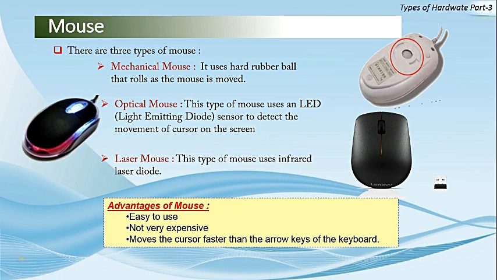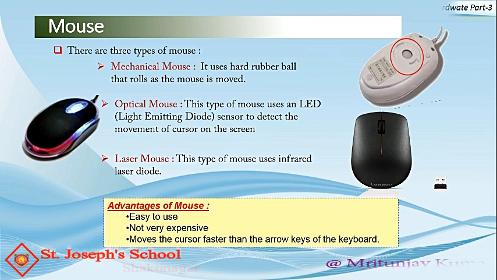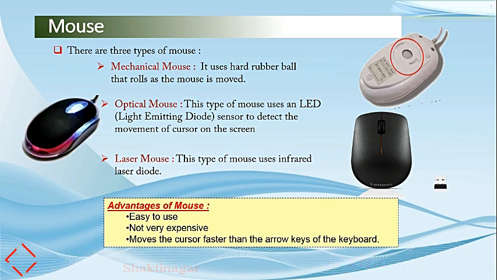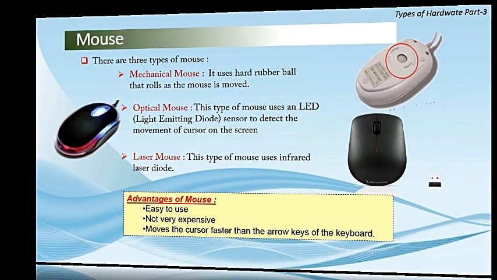Now there is a certain advantage of the mouse. The advantage of the mouse is it is easy to use and it is not very expensive, and the biggest advantage is it moves the cursor faster than the arrow keys on the keyboard. And there is one more advantage, that it can move the cursor in 360 degrees, that is, in any direction we can move the mouse cursor.